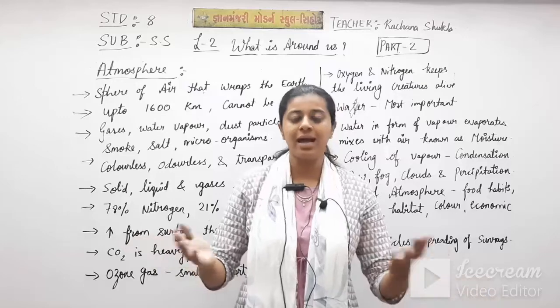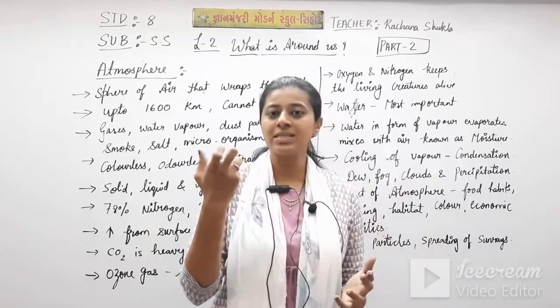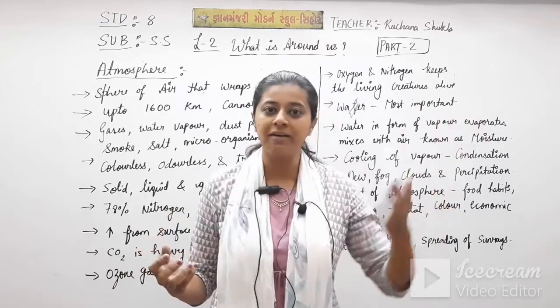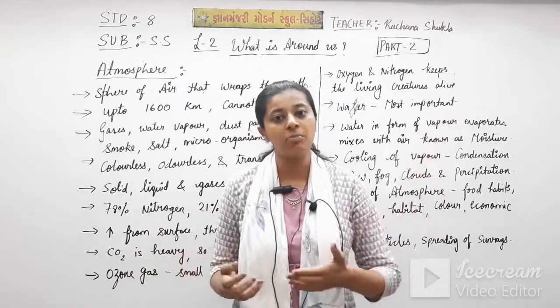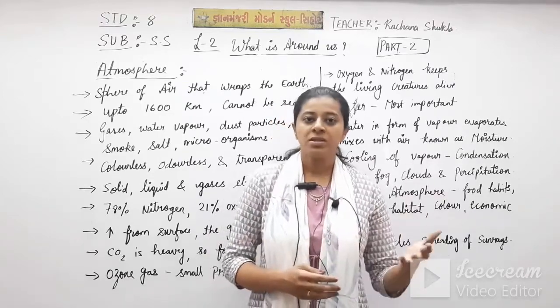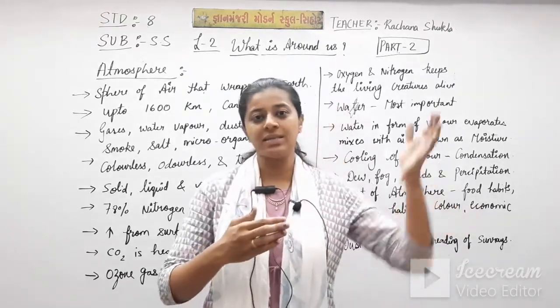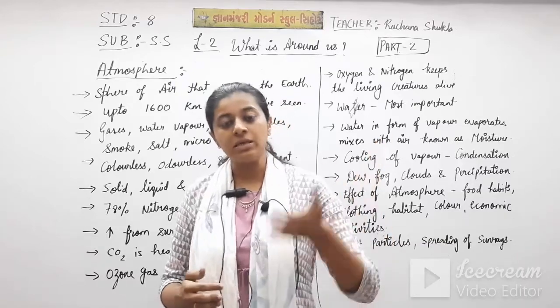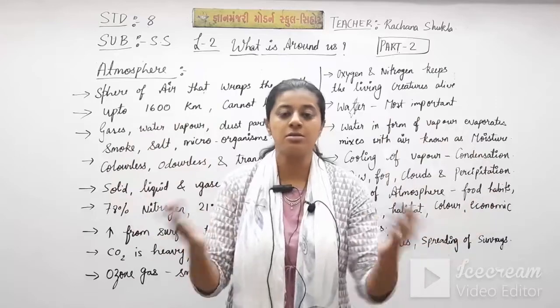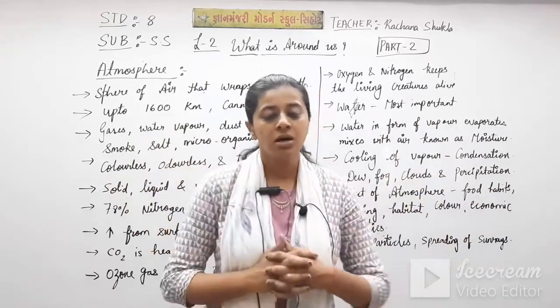It is a layer, and it is a gas found in very small proportion that protects our earth from the ultraviolet rays coming directly from the sun. So the harmful ultraviolet rays coming directly from the sun are being blocked by the ozone layer. So the ozone layer protects our earth.